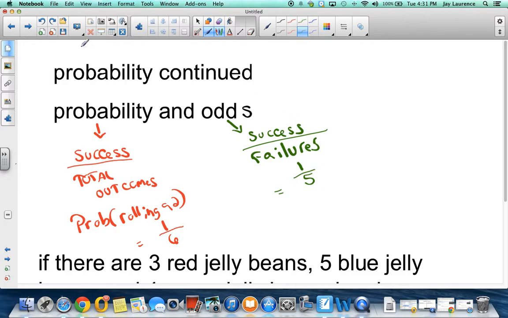Now I got to tell you, the lottery likes to lie to you. You notice 1 out of 5 looks like a better chance than 1 out of 6. On lottery games, they never print the probability of winning. They always print the odds of winning, because it looks like a bigger fraction. This looks like 20%. In reality, it's 1 out of 6, because total outcomes would be 6. This one would only be 16 2/3%. Okay? So, just a little bit of clever marketing there.